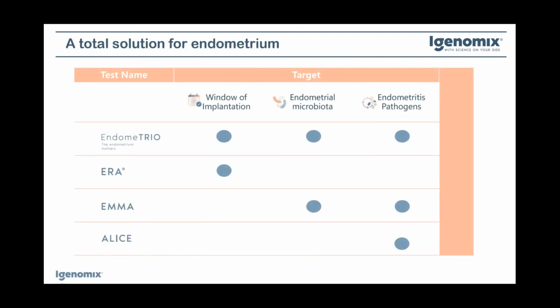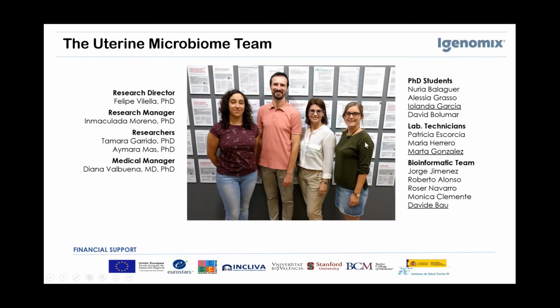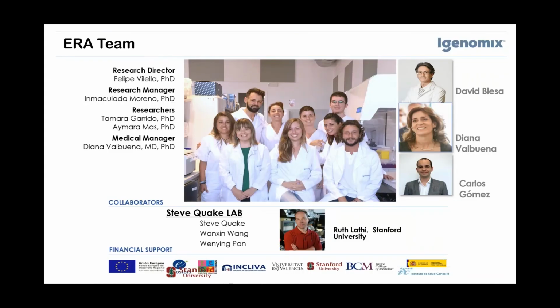So this is the concept of the endometrial test. We have ERA that tells you the timing of the window of implantation, and EMA tells you the Lactobacillus level, and ELIS tells you the pathogen. And combining all these, you can use one sample and then generate all the results. Okay, so this is the microbiome team and ERA development team. And okay, thank you very much for your time. Thank you.